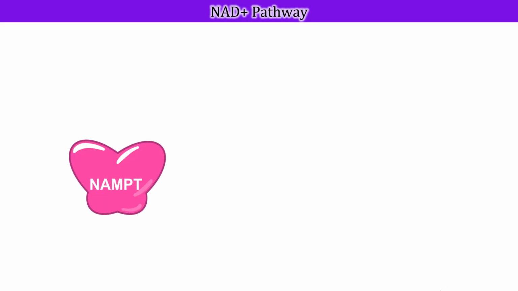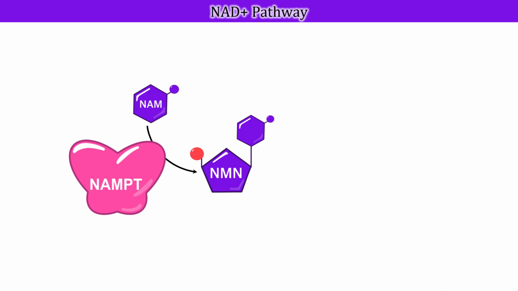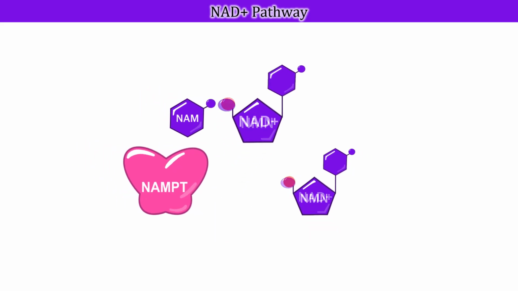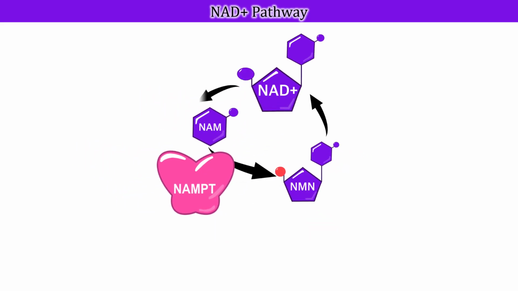NAMPT converts one of the building blocks of NAD+, called NAM, into NMN. NMN is then converted into NAD+. As NAD+ is used in reactions, it is converted back into NAM, and NAMPT is needed to generate more NAD+.